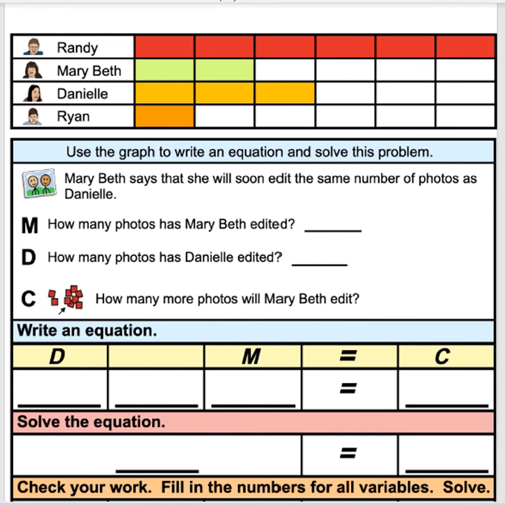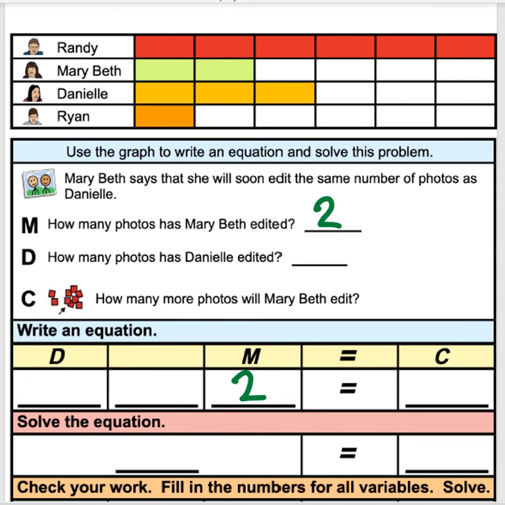So the first thing that we need to know is how many photos Mary Beth edited. So we go back up into our bar graph and we're going to look for Mary Beth's name and we're going to count 1, 2. So we're going to write a 2. And we know that 2 represents our variable M. So we can go down to our equation and we're going to put a 2 in our M spot.